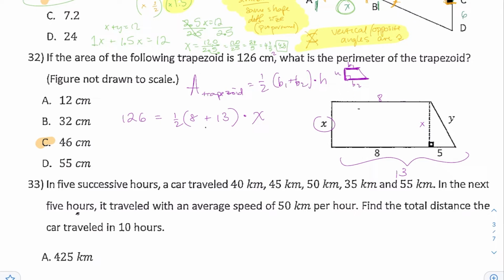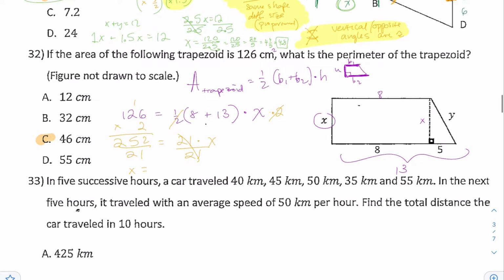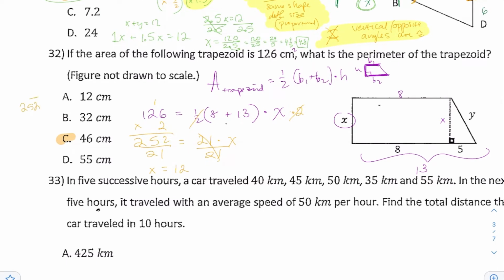So to solve for this, you can multiply both sides by 2. Cross out the 1/2, to get 252 is equal to 8 plus 13, or 21 times x. You can divide by 21 on both sides. You get that x is equal to, it should be 12. So we do 252 divided by 21. Yes, this is exactly 12.